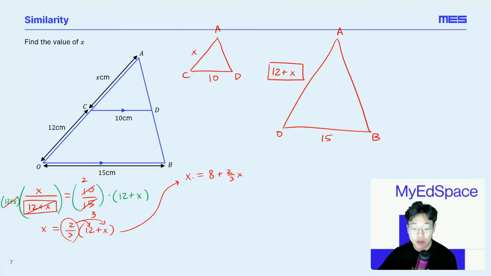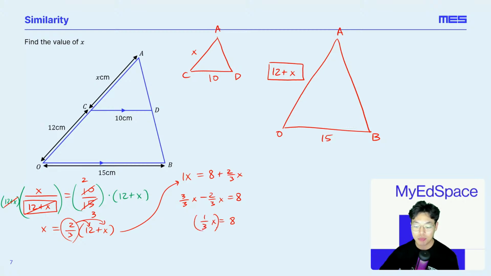Now, we have a full x on the left and only 2/3 of x on the right. So what we can do is make the full 1x into pieces of a whole of 3 to still maintain that wholeness of a coefficient of 1. We're going to subtract 2/3 x from both sides, equal to 8. And this gives us 1/3 x is equal to 8.